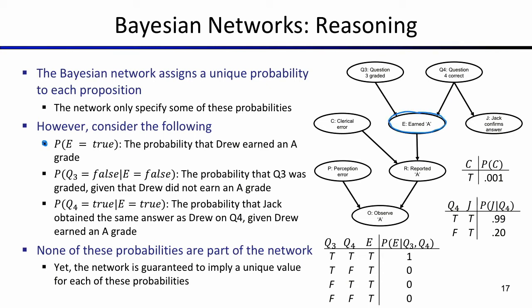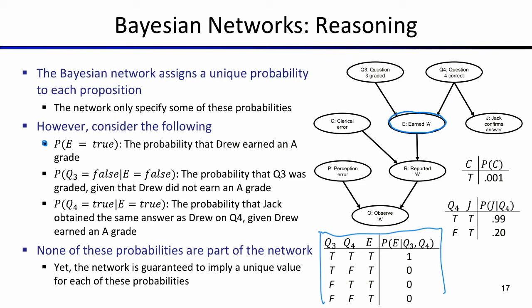We don't have it, right? If we look at its probability table, what we have is the conditional of E given Q3 and Q4. So we don't have the probability of E being true. So we have to compute that. Okay? So we call this the marginal query.